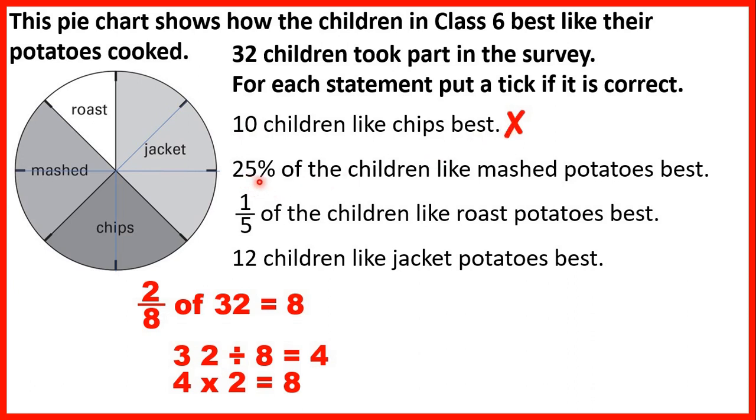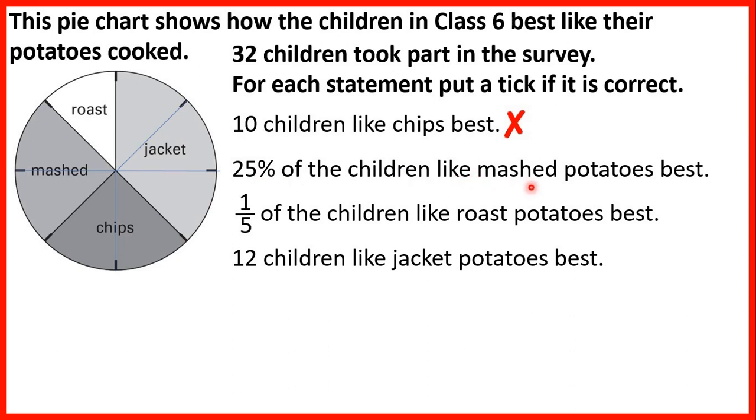Now, 25% of the children like mashed potatoes the best. We can see that the section for mashed is 2 parts out of 8, but a percentage is a fraction with a denominator of 100. So we need to change 2/8 into hundredths. But 100 is not in the 8 times table. So what we can do here is simplify our fraction first.